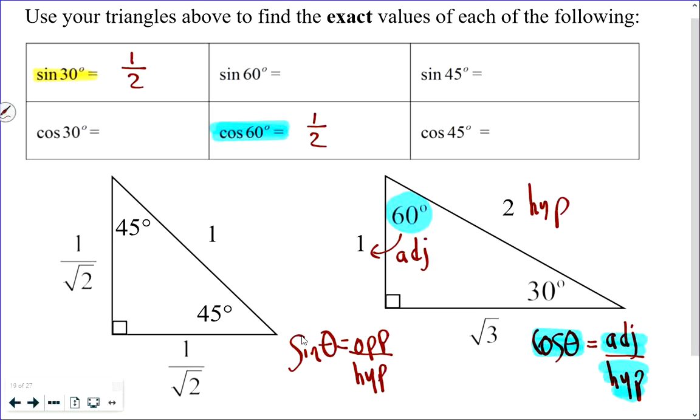What about the cosine of 30 degrees? Well, this time we're going to focus on the 30-degree angle, which is right here. And I'm looking at cosine. I'm going to stop with the highlighting. Cosine is adjacent over hypotenuse. So if I take a look at the 30-degree angle, adjacent is root 3, hypotenuse is 2. So the cosine of 30 is root 3 over 2.